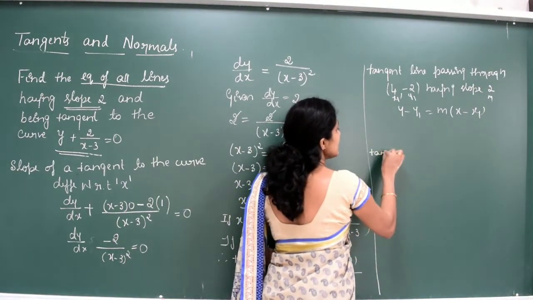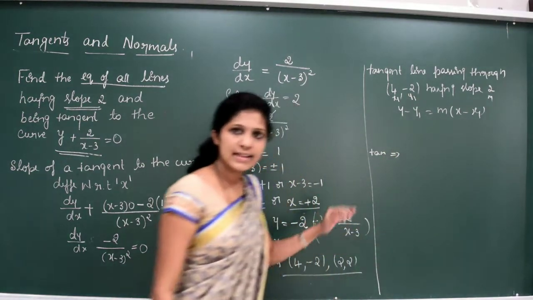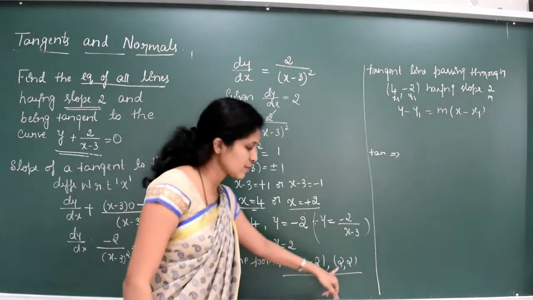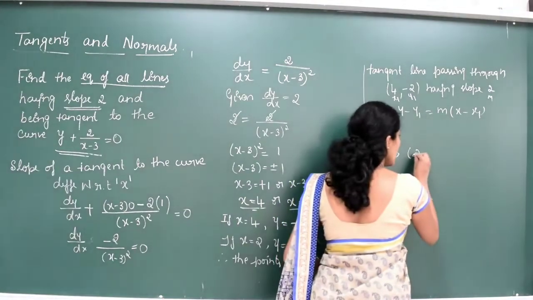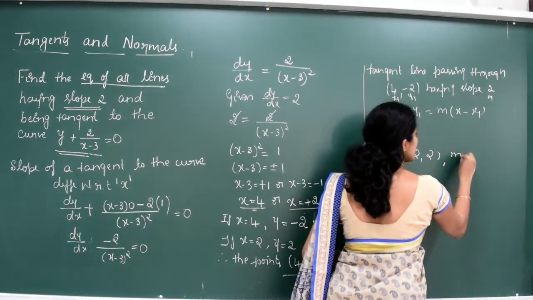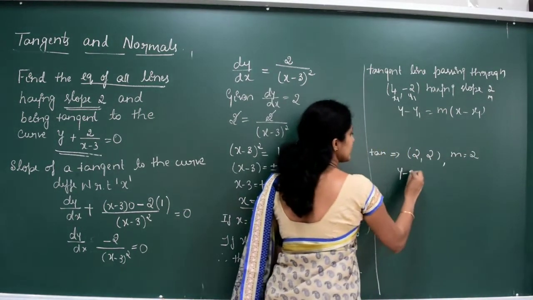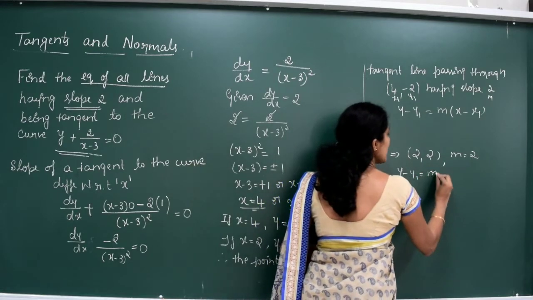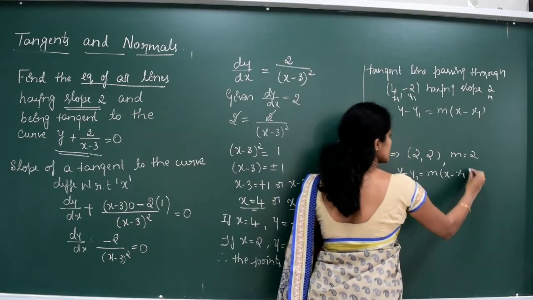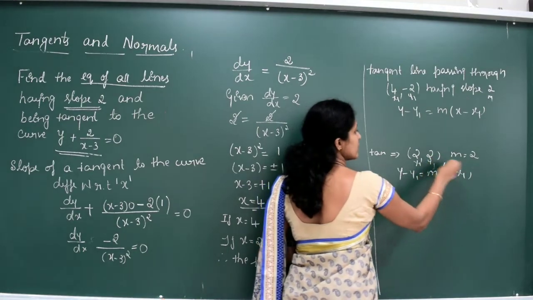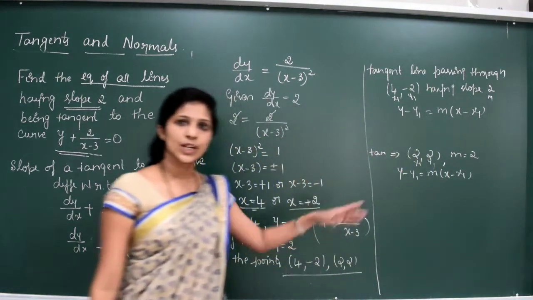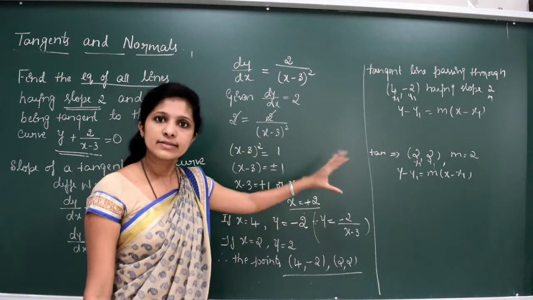Another tangent line. Okay, tangent line passing through the point. What is the point? 2, 2 having the slope m is equal to 2. Again you have to write the equation y minus y1 is equal to m into x minus x1. So this is the x1 and this is the y1 and this is the m. So that you will get the equation of a tangent.